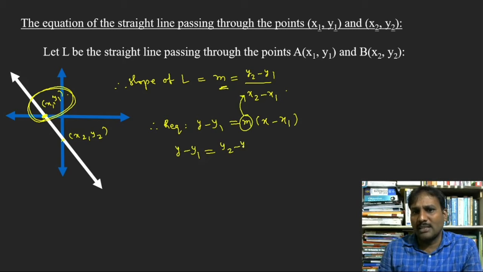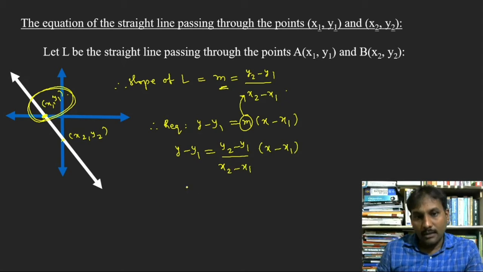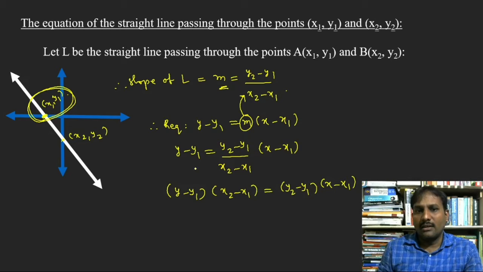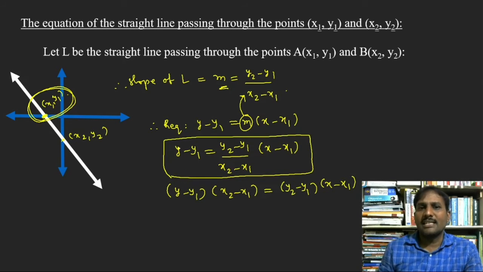y2 minus y1 by x2 minus x1 into x minus x1. Now this can be written as y minus y1 into x2 minus x1 is equal to y2 minus y1 into x minus x1, or you can leave it in this form also. So this is the two points form.